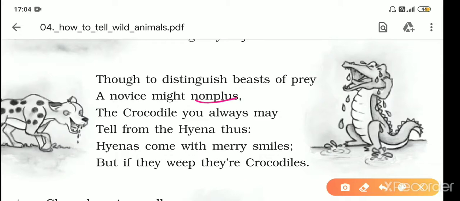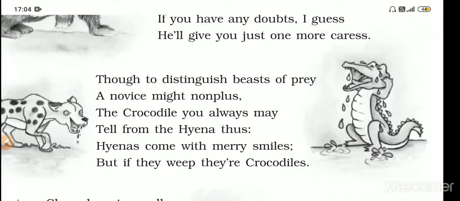The poet says that for someone who is new to the job of recognizing animals, it will be like a puzzle to recognize animals that hunt other animals for their food. So here the poet tries to tell the readers the difference between two animals. He says that hyenas will be smiling, whereas a crocodile is always in tears. Both of these animals are dangerous.